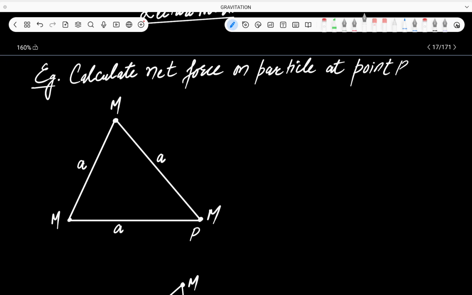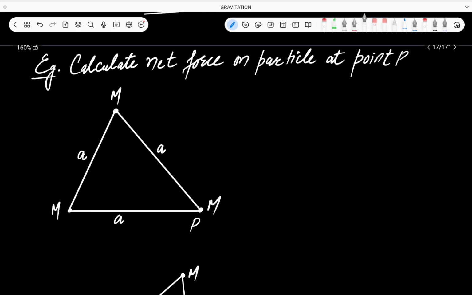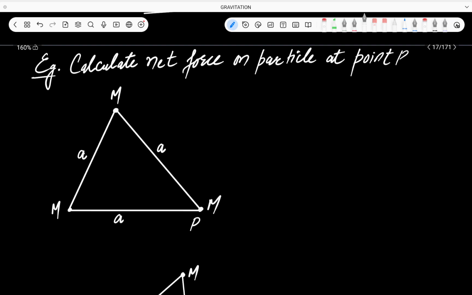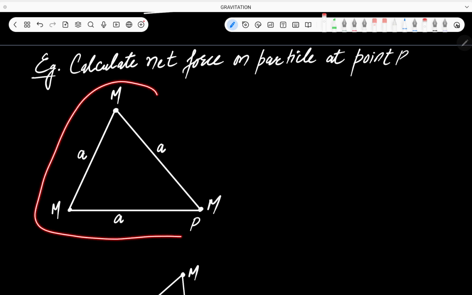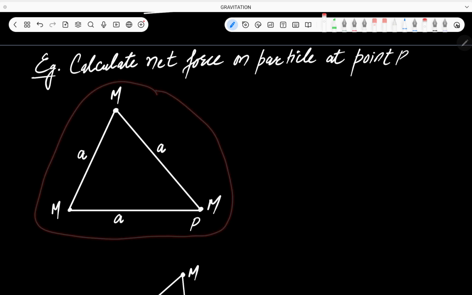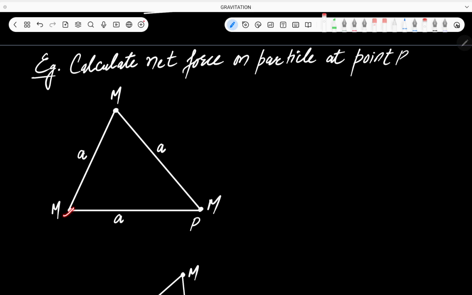This is our question number 1 which we are going to do. Question number 1 is like this. There are three particles at the three corners of an equilateral triangle. So this is the equilateral triangle, and there are three particles at its three corners. This is M, M and M. Now the question is: calculate the net force on the particle at point P.